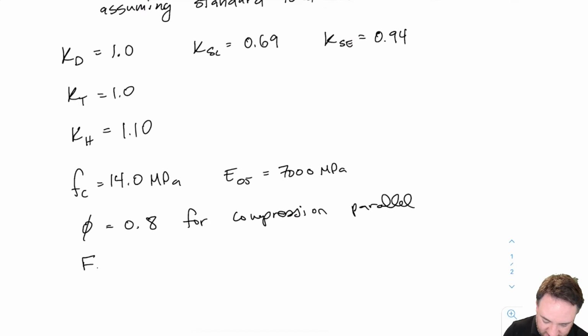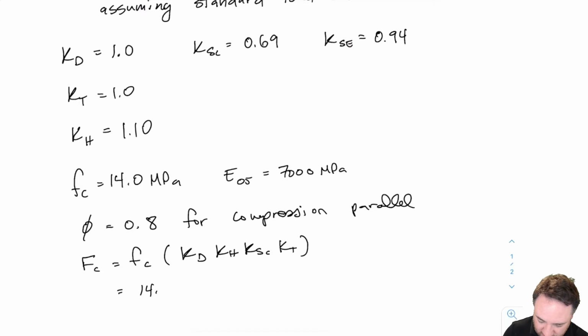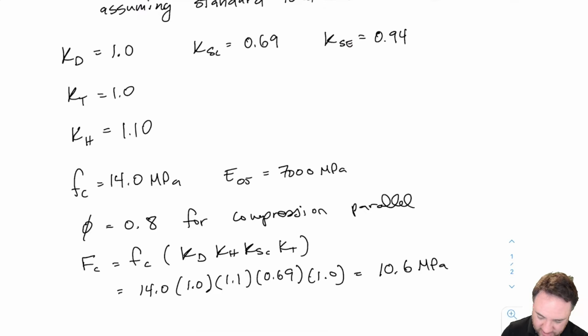And f_c is still small f_c, K_D, K_H, K_Sc, K_T. And so we have 14.0 K_D. We're talking about standard term 1.0, K_H is 1.1, K_Sc is 0.69, and K_T is 1.0. And so if we multiply that together, we get 10.6 MPa. So that's going to come into basically all of our calculations.